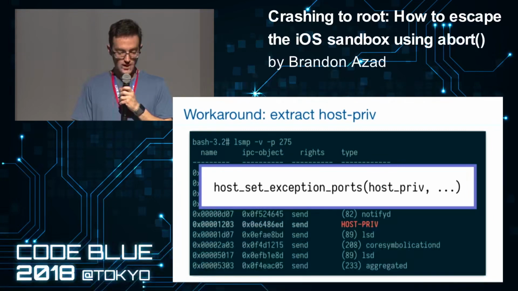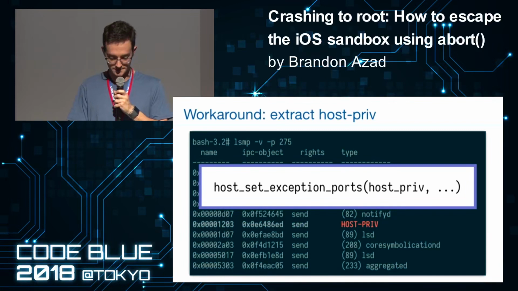For example, the way that reportcrash registers to receive exceptions in all processes on the system is with a call to host_set_exception_ports, and the hostpriv port must be the first argument.